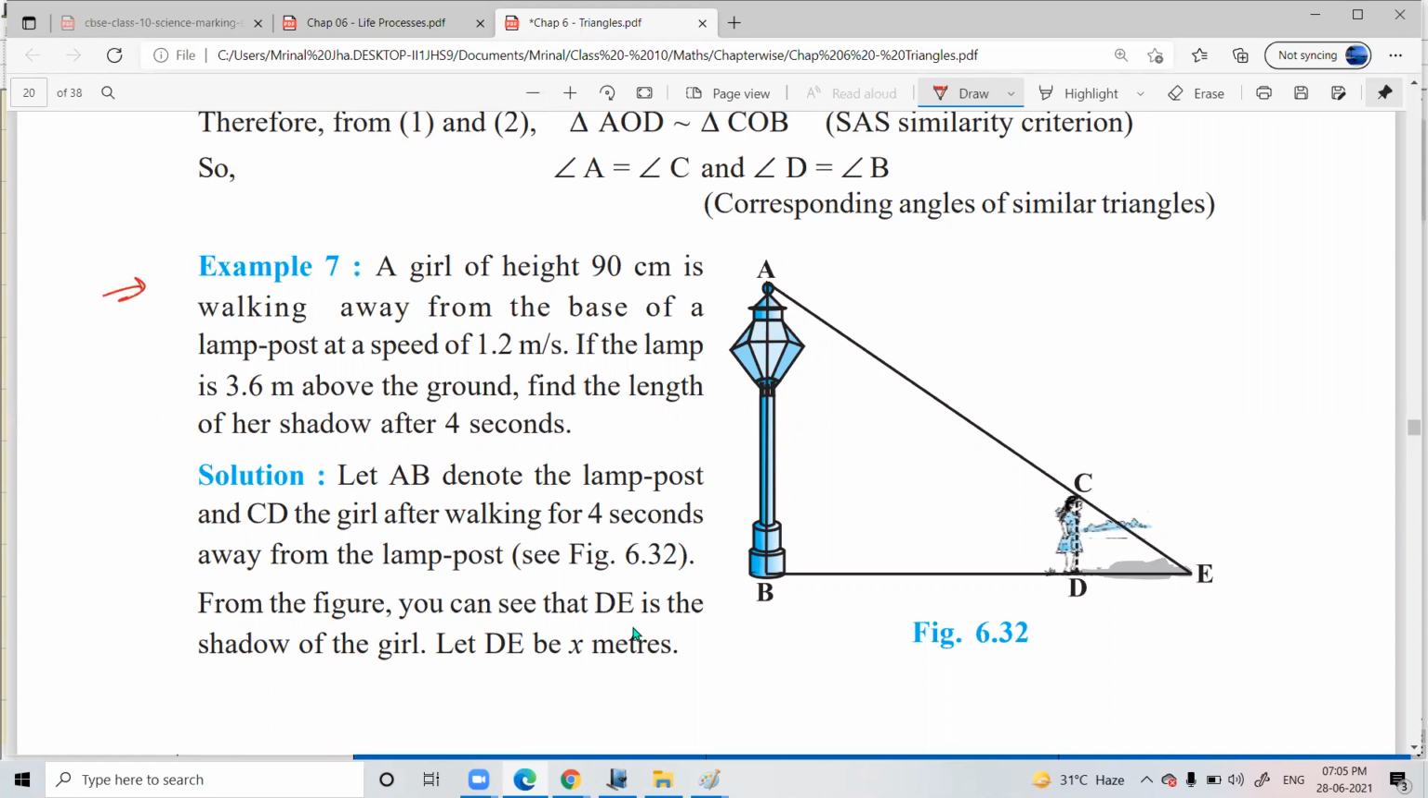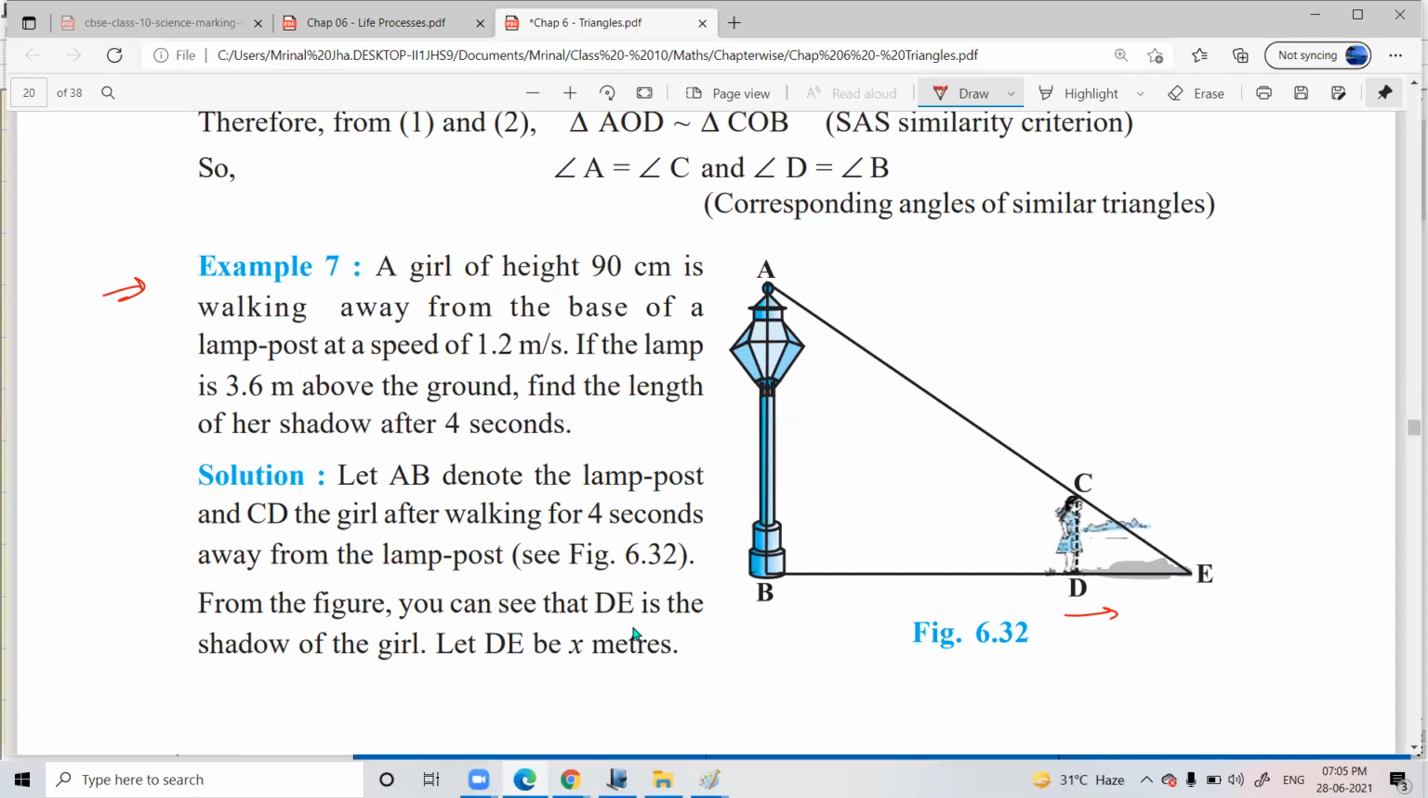Okay, then let's get to this question today. They're saying a girl of height 90 centimeter is walking away from the base of a lamp post at a speed of 1.2 meter per second. She is walking. So they have put a little bit of physics in this problem. She's not standing there, but she's walking away from the lamp post.